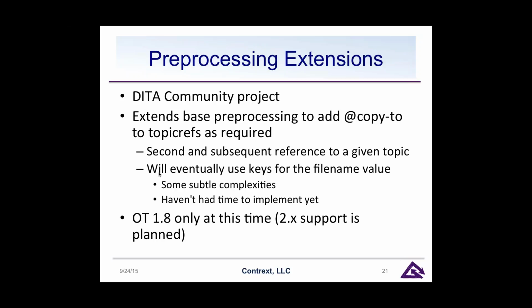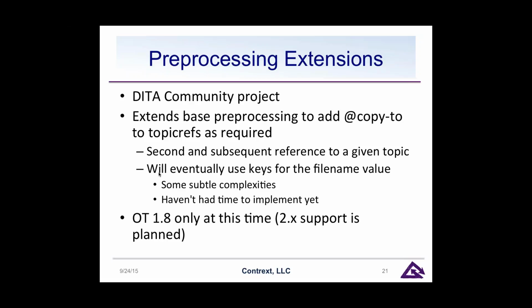So to implement this, I've created some pre-processing extensions. This is part of the DITA community project. DITA community is an open source project on GitHub. It's a repository for a wide variety of general purpose data processing. Most of them are Open Toolkit plugins, but there's some other stuff there as well. So I have a pre-processing extension, and what it does is it adds copy-to attributes to topicrefs in order to ensure that every reference to a topic results in a unique file name, and also uses keys to determine the file name value.